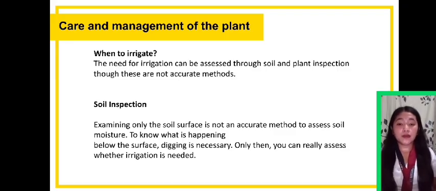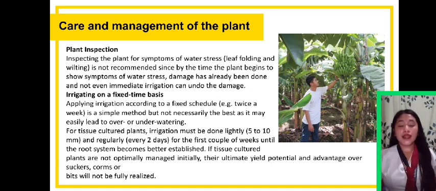Soil inspection involves evaluating the soil's physical, chemical, and biological properties to determine its suitability for plant growth. Plant inspection. Inspecting the plants for symptoms of water stress like leaf folding and wilting is not recommended since by the time the plants begin to show symptoms of water stress, damage has already been done and not even immediate irrigation can undo the damage.